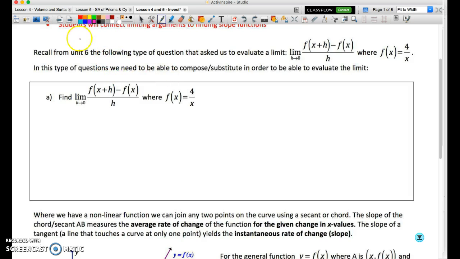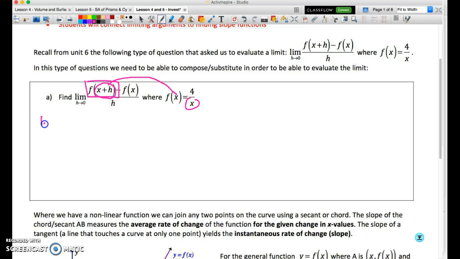Okay, so first things first, what you've been asked to do in this particular case is to evaluate the limit. To do so, we need to find an expression for f of x plus h, and so that's an instruction to substitute into the f of x equation the expression x plus h in the place of x. Wherever we see an x, we are going to replace that with x plus h, and that will yield f of x plus h.